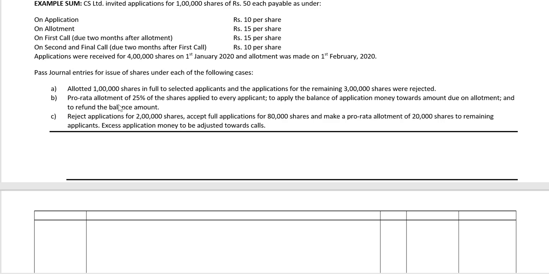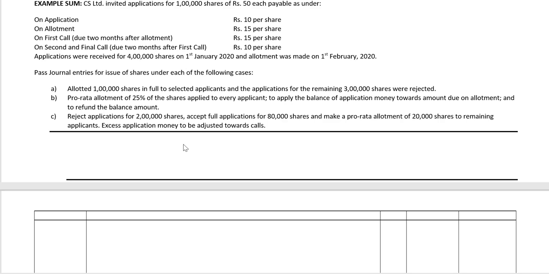Case B, pro rata allotment of 25% of the shares applied to every applicant, to apply the balance of application money towards the amount due on allotment and to refund the balance amount. Case C, reject applications for 2 lakh shares, accept in full applications for 80,000 shares and make a pro rata allotment of 20,000 shares to the remaining applicants. The excess application money should be adjusted towards calls.